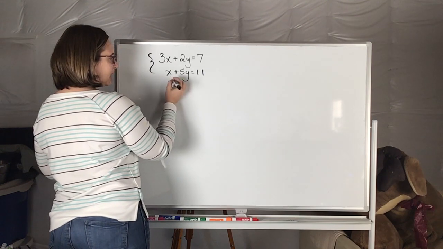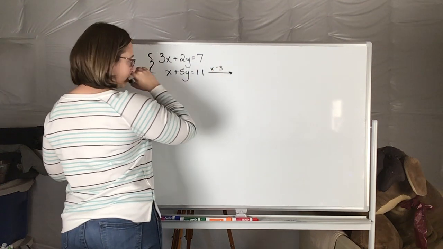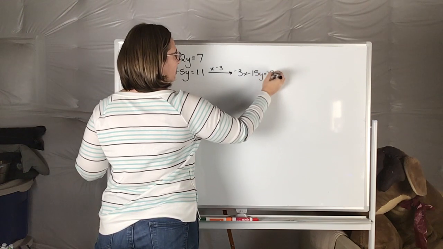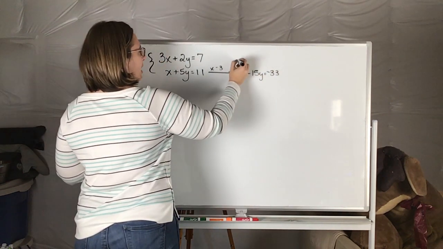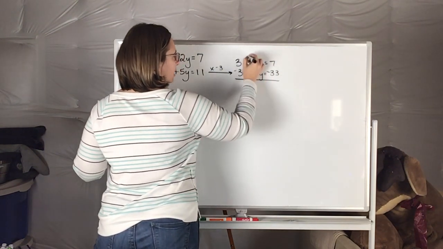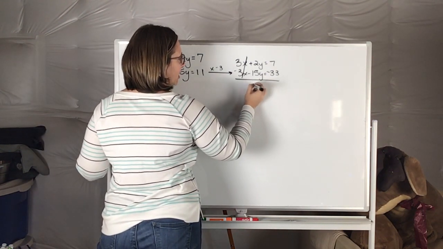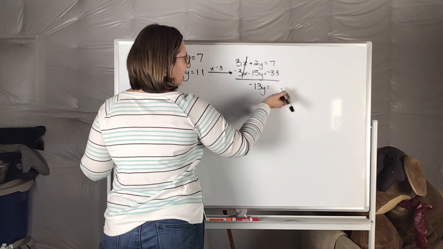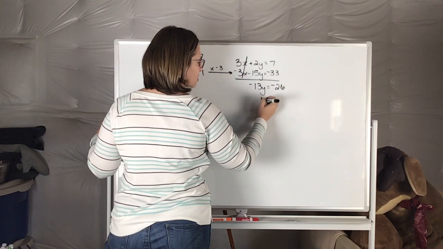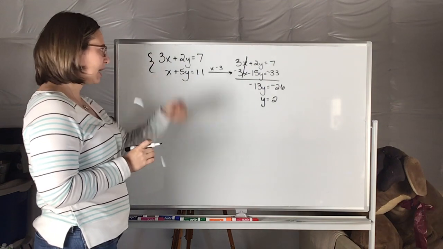So we have our system here, and if I wanted to do elimination, one of the things I could do is take this second equation and multiply it by -3 so that I got -3x minus 15y equals -33. And I could add that to 3x plus 2y equals 7. That eliminates the x variable here, and I end up getting -13y equals -26, so y equals 2. Okay? So that's eliminating the x variable.